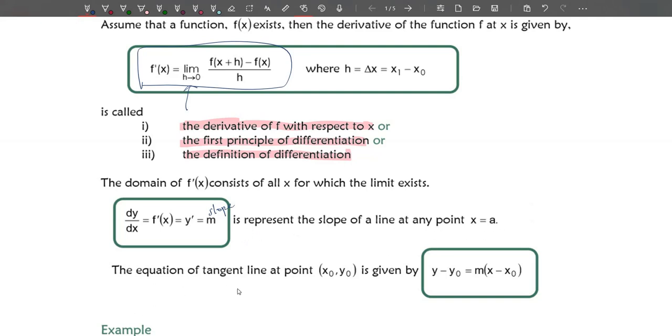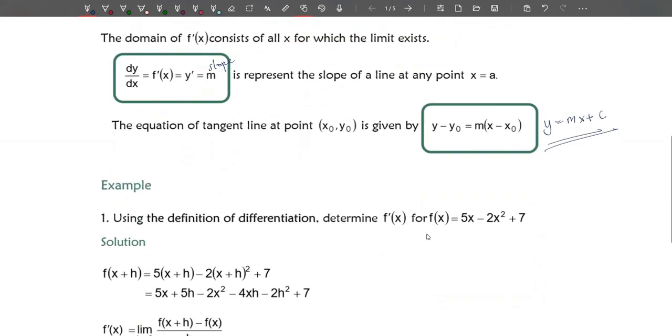And next, the equation of a tangent line at point (x0, y0) is given by y minus y0 equals m times (x minus x0). For this one, there is another equation that you can use to find a straight line, and that will be y equals mx plus c. m is the slope, okay, here m the slope, and then c is the y-intercept.